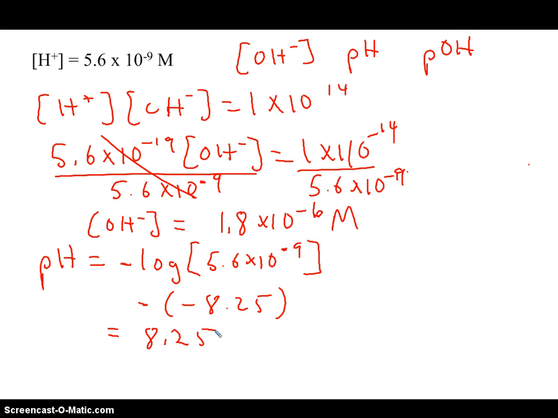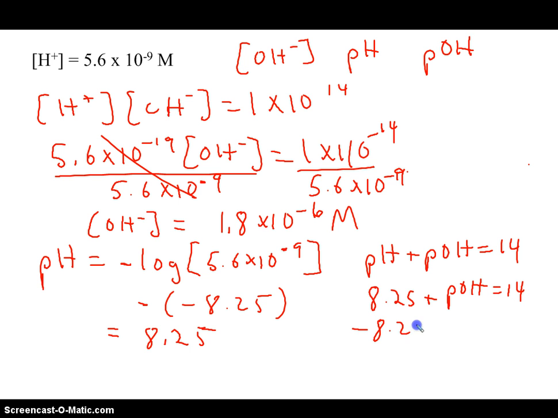Now the last piece of the puzzle: I need to find the pOH, and I know that pH plus pOH has to add up to 14. I just found that my pH was 8.25, plus the pOH equals 14. Subtract 8.25 from both sides, and 14 minus 8.25 equals a pOH of 5.75.